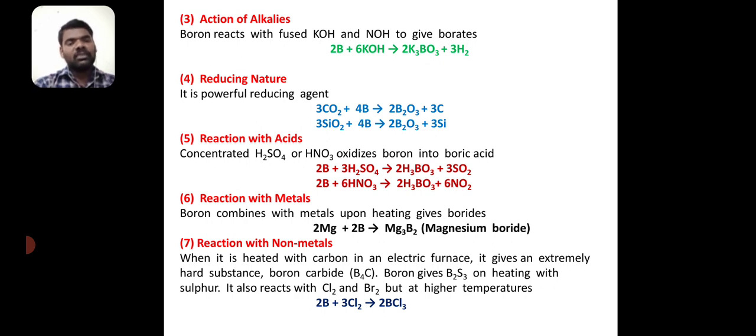Reaction with acids: boron reacts with sulfuric or nitric acid, giving the oxide of boron, then boric acid. Boron reacts with sulfuric acid to give boric acid plus sulfur dioxide. Reaction with metals: boron combines with metals upon heating to give borides, for example, magnesium gives magnesium boride. Boron also reacts with non-metals. It gives boron halides. For example, boron reacts with chlorine to give boron trichloride.